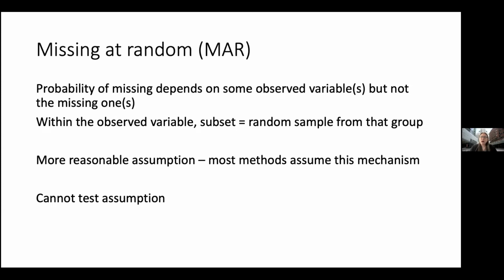We can sort of explain some of the reason why missing is happening with our observed variables. And in fact, most methods assume this mechanism, or they assume MCAR. MCAR is considered a special case of MAR. Now, we can't test this assumption. We can do the tests like I talked about for MCAR, but really we have to use our own reasoning to decide that this is the most plausible mechanism.